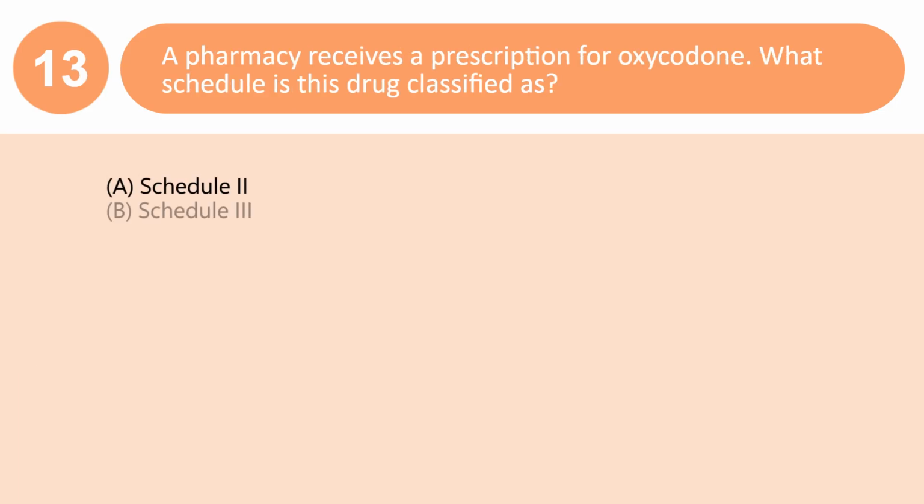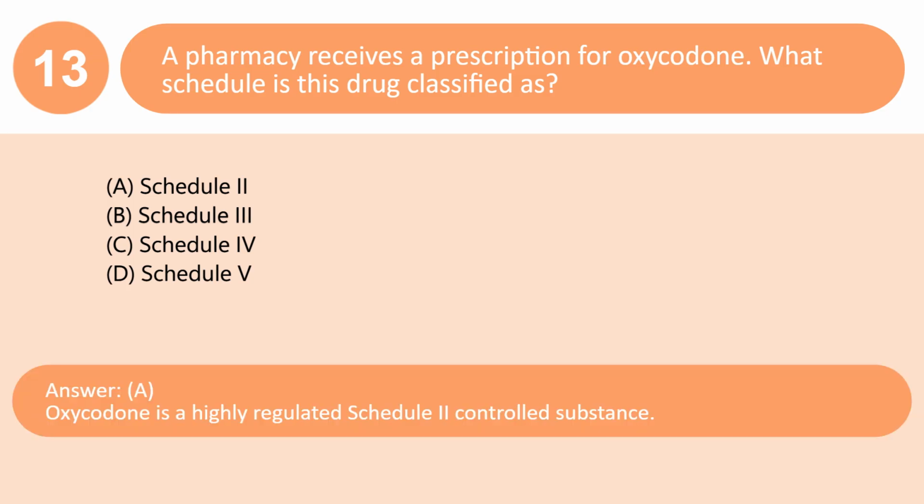A pharmacy receives a prescription for oxycodone. What schedule is this drug classified as? A. Schedule 2, B. Schedule 3, C. Schedule 4, D. Schedule 5. Answer, A. Oxycodone is a highly regulated Schedule 2 controlled substance.